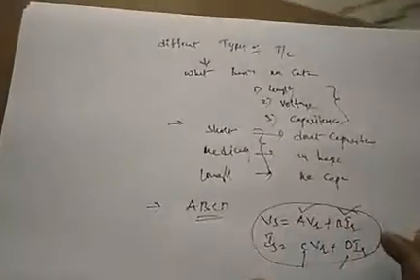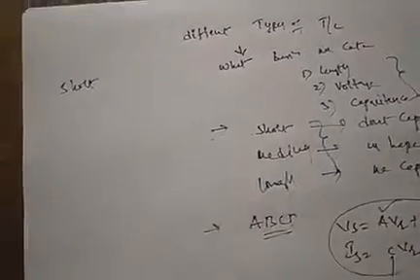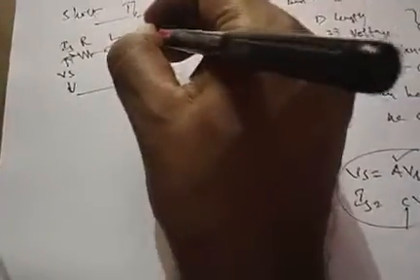For a short transmission line, we already discussed this, but I just want to remind you with a brief introduction. What is the model of a short transmission line? You don't have any capacitance existence. This is the resistance, this is the inductance. This is the sending end voltage, this is the receiving end voltage, this is the sending end current, and this is the receiving end current. This is the model representation of a short transmission line.